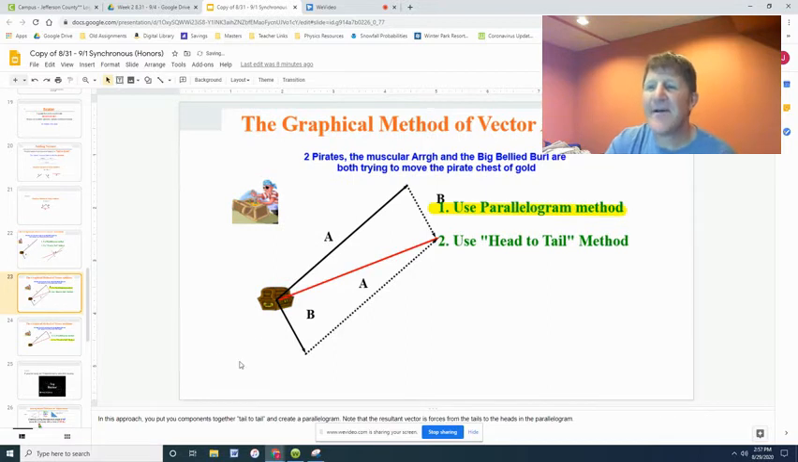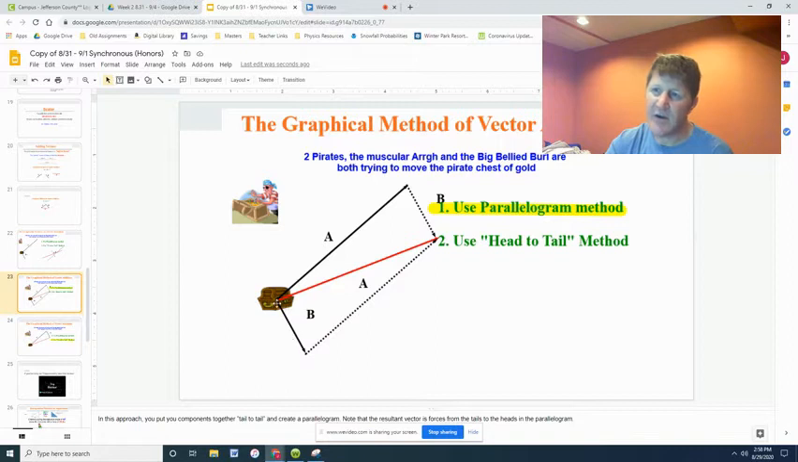There it is. So in this case, I'm doing what's called the parallelogram method. I took the two forces that were acting on the chest, and then I made a parallelogram from them. I made a line parallel to this one here, and a line parallel to this one here. So I've got my parallelogram, and then my resultant comes from the vertex of the two and goes across diagonally, and this is the resultant force of these two forces that are exerted on the chest.